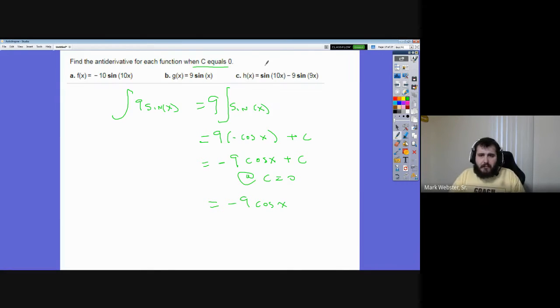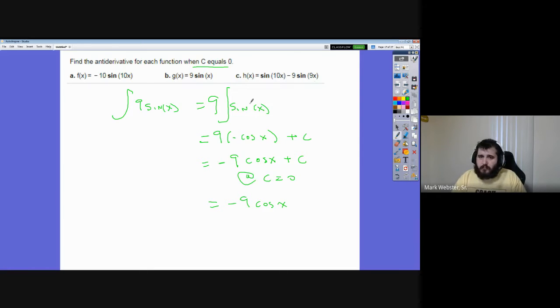And then the same idea goes here. If you have two different things that are connected with addition or subtraction, just integrate them separately so that you don't have to think real hard. Don't try and do it all at once. If you do it all at once in your brain, it's going to be a mess.